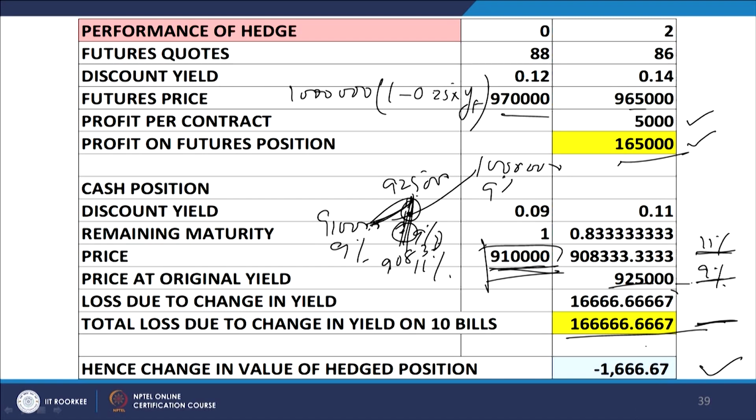Now, this loss, where does it come from? This loss comes from the fact that you have rounded off the contracts from 33.33 to 33. Had you taken 33.33 contracts, you would have ended up with a zero loss.